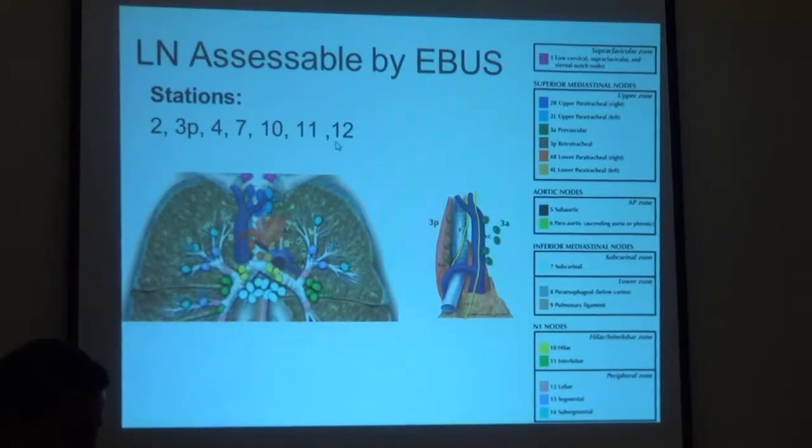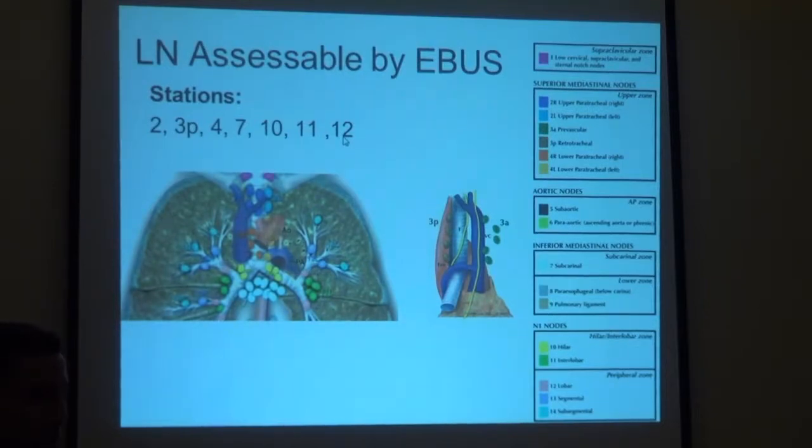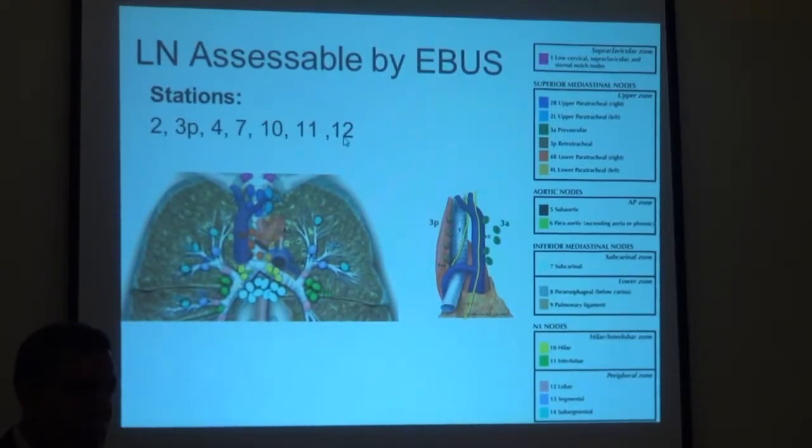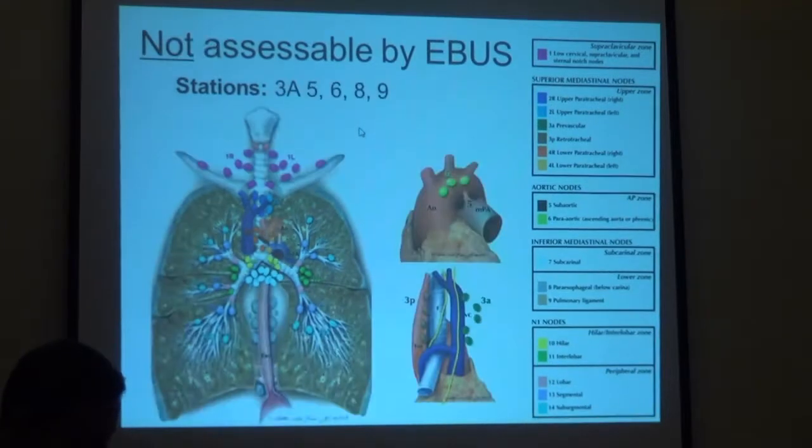So all of those. Once you go to 13, the subsegmental, it will be hard for the scope to fit in, so it's hard to access them. And you can't access all of station 12 either. You can do all the 11 part of the 12, but not the 13. The lymph nodes that are not accessible by EBUS are 3A, the prevascular, 5 and 6, the pre- and subaortic, 8, the paraesophageal, and 9, the pulmonary ligaments. So these are here, this is the paraesophageal here, and the pulmonary ligaments here.